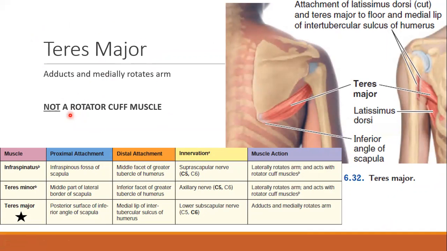Now, I want to reiterate this. Teres major is not a rotator cuff muscle. This is how they trip up people all the time in questions. You go too fast and you see teres and then you click teres major instead of minor. Teres major is not a rotator cuff muscle.